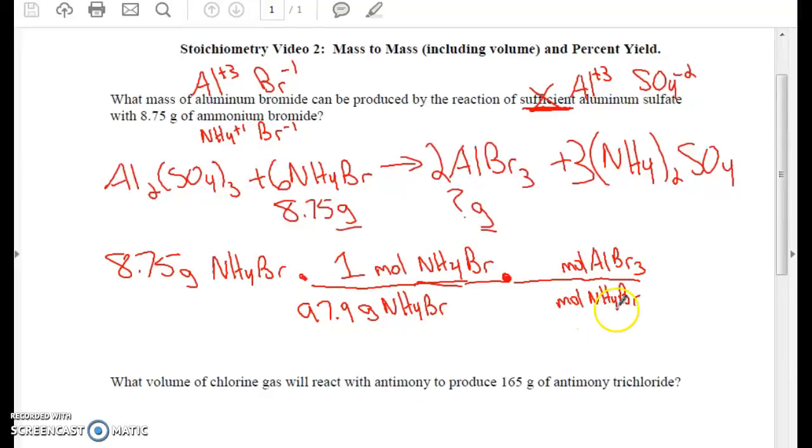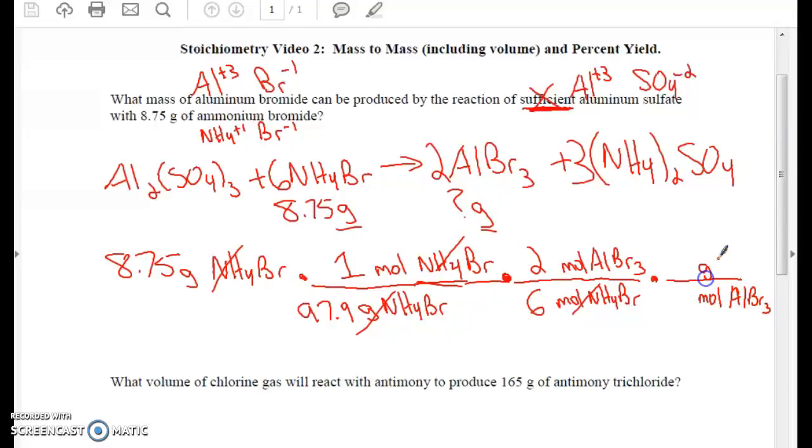Again, you can't go from moles of NH4Br directly to grams of AlBr3. There's no conversion factor to let you go from moles of one thing to grams of another. You have to get the mole ratio. And these are the numbers you get from the coefficients in the balanced equation. You have 6 moles of NH4Br, so that goes here. You have 2 moles of AlBr3, and that goes there. So now what we have is grams of ammonium bromide cancel out, moles of ammonium bromide cancel out, and what we're left with right now is moles of aluminum bromide, but we don't want moles of aluminum bromide.